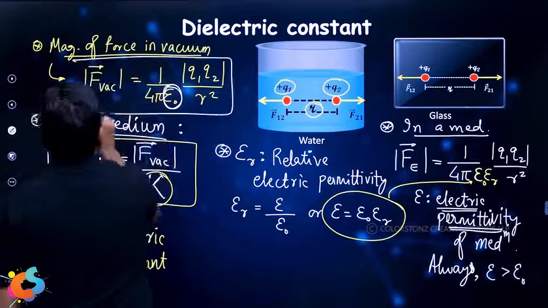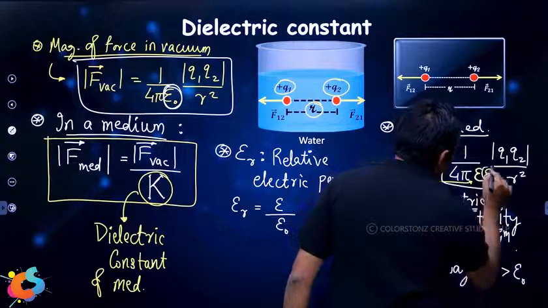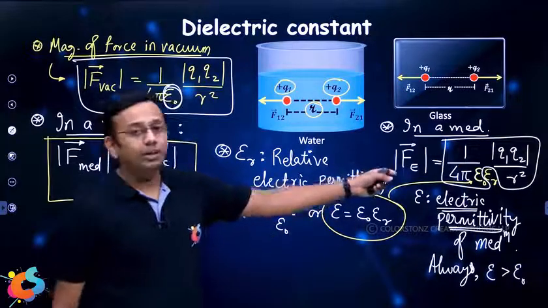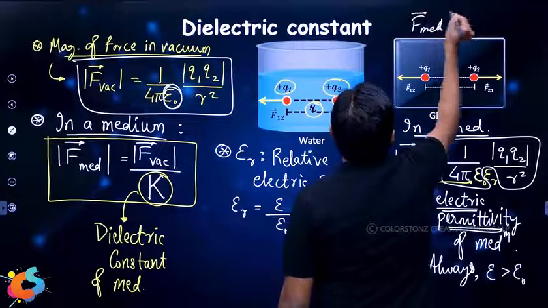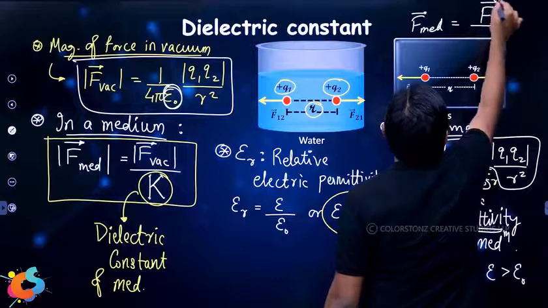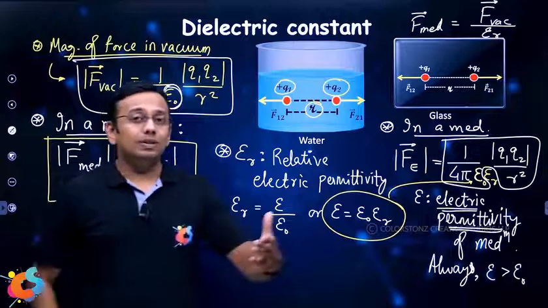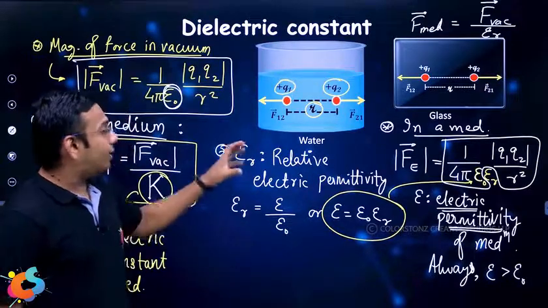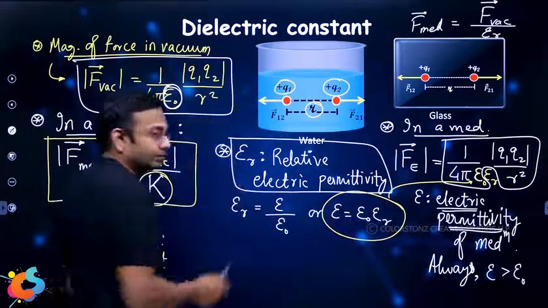This force in vacuum is the same term that we are seeing here, the remaining part other than epsilon r. So we can say from here that F in medium, the force in medium, is nothing but the force in vacuum divided by epsilon r. So we can also say that the force in medium reduces by a factor of epsilon r, which is the relative permittivity of medium.